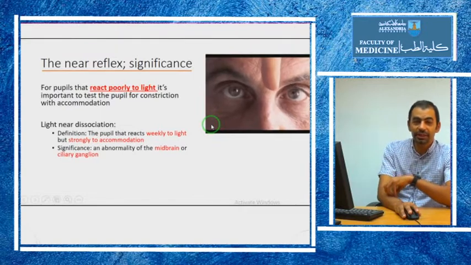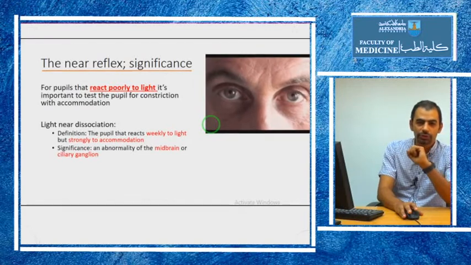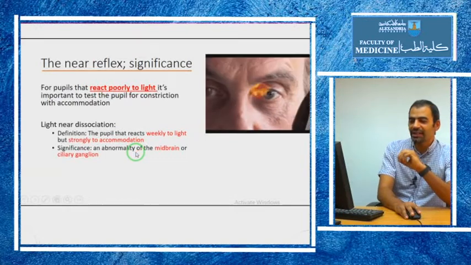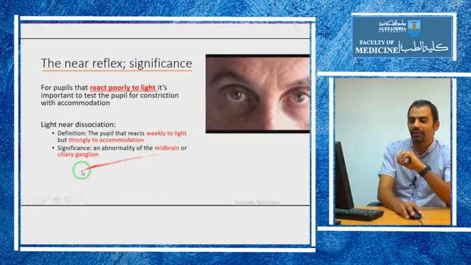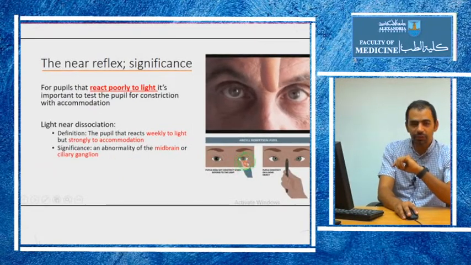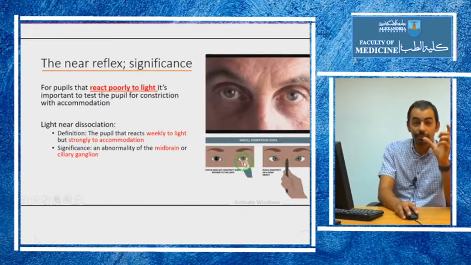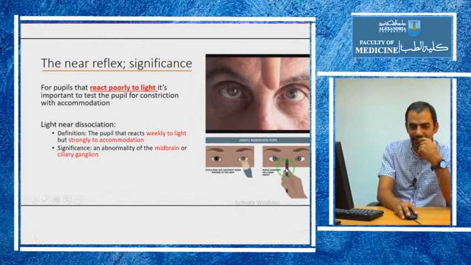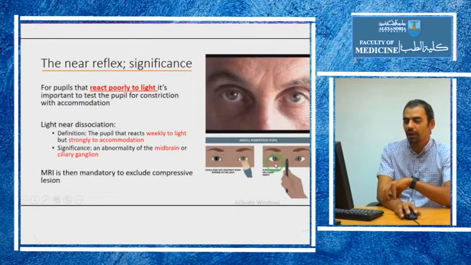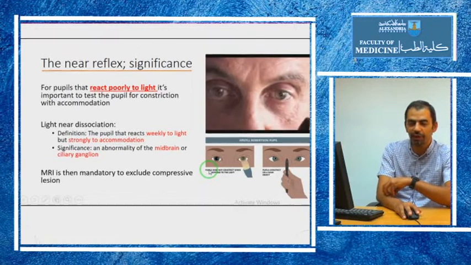The eye with light-near dissociation can accommodate, so it has a good response to the near reflex, but it cannot react to light. And this signifies a problem either in the midbrain or in the ciliary ganglion. Again, this eye cannot react to light. When we direct the light, the pupil remains dilated, but when we examine for the near reflex, we find that the pupil goes into miosis like that. And in those patients, MRI is mandatory to exclude compressive lesions, especially in the area of the brainstem.